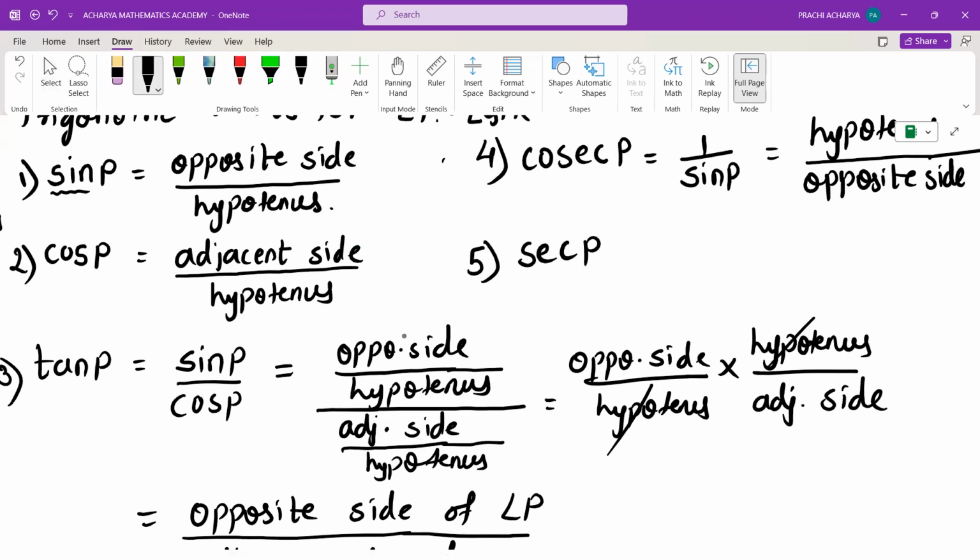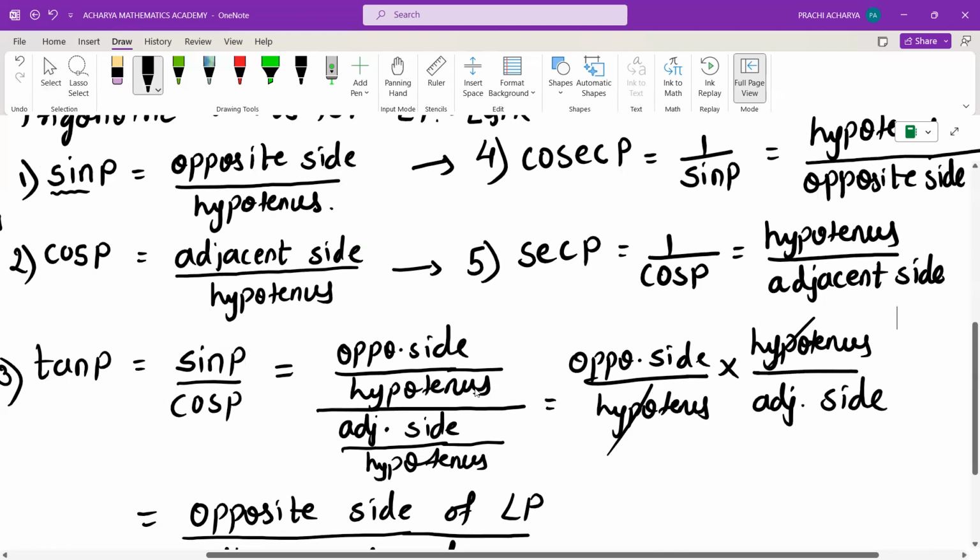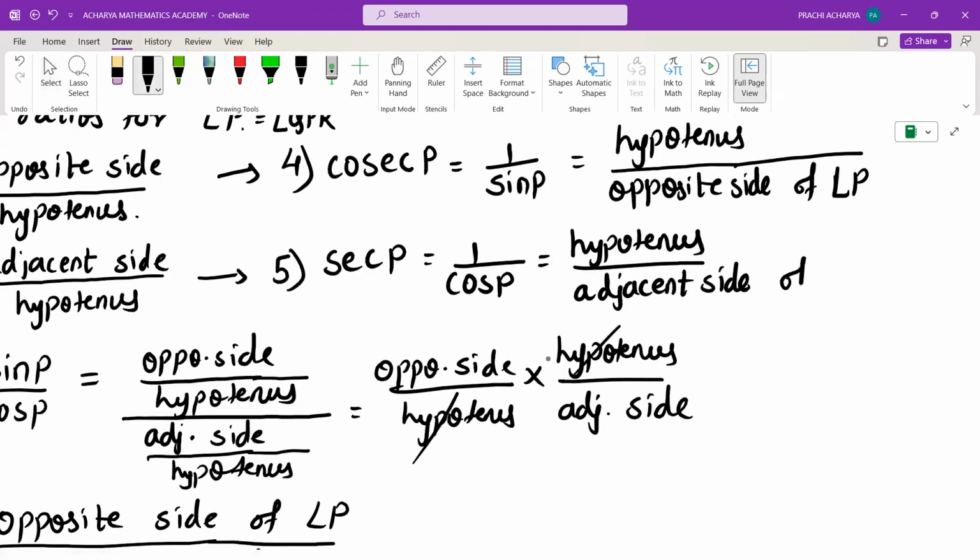Now, the next one is sec P. Remember the sequence: sin, cos, tan, then cosec, sec. So in the sequence, what is the opposite of sin? Cosec. What is the opposite of cos? Sec. So again it is the same as we have done for cosec. Sec is also a reciprocal of cos P. I also mean to say that just as the reciprocal of sine is cosec, the reciprocal of cos is sec. So again you have to reverse the ratio of cos P. That is, the sec P ratio will be hypotenuse upon adjacent side of angle P.